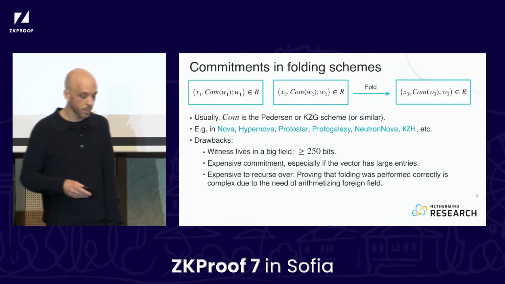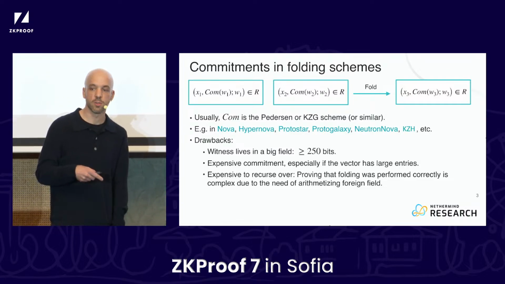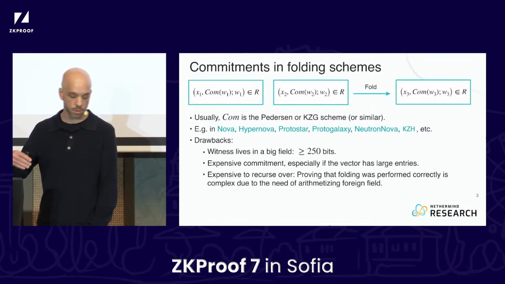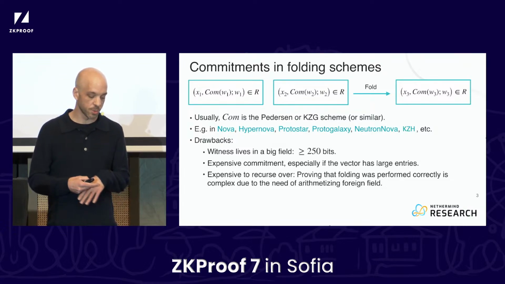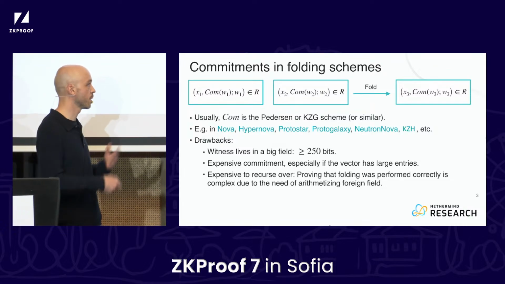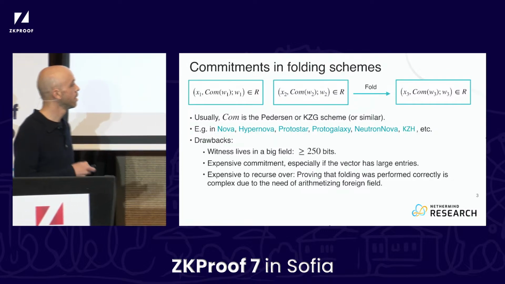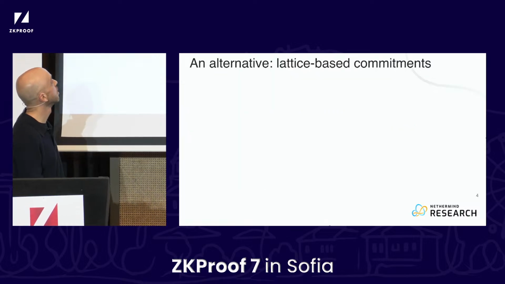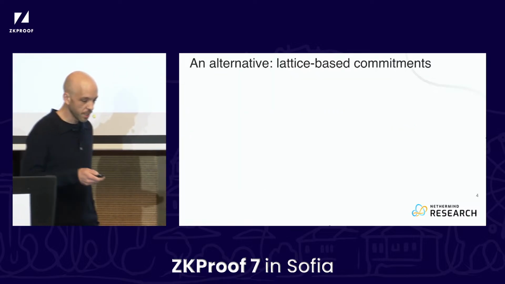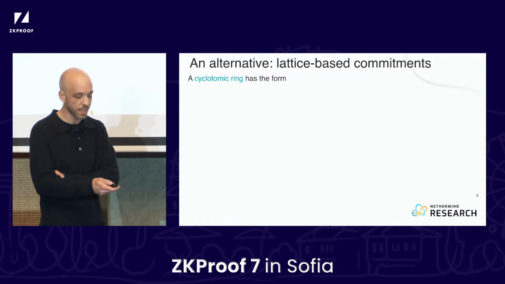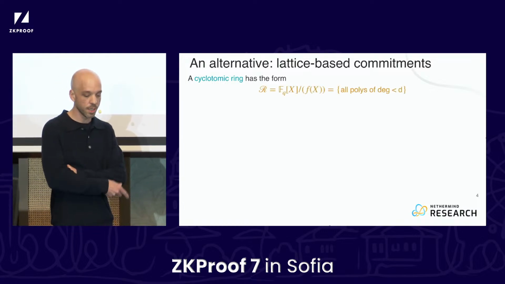And also, this commitment is expensive to recurse over, so proving statements about operations between these commitments can be expensive because of the foreign field arithmetic that appears when you arithmetize elliptic curve operations over a field. So here we analyze an alternative which is based on lattices.